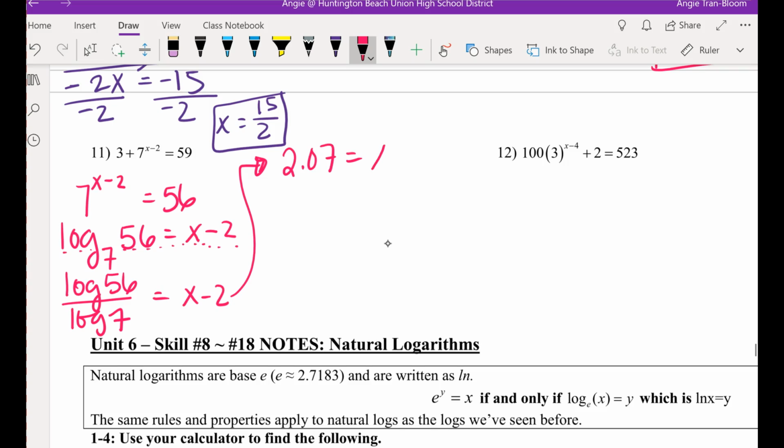2.07 equals x minus 2. I got 2.06. Mine's 2.0593. I got 2.0686. Let me see your calculator. 2.07. You have log 55. We do not have log 55, honey.